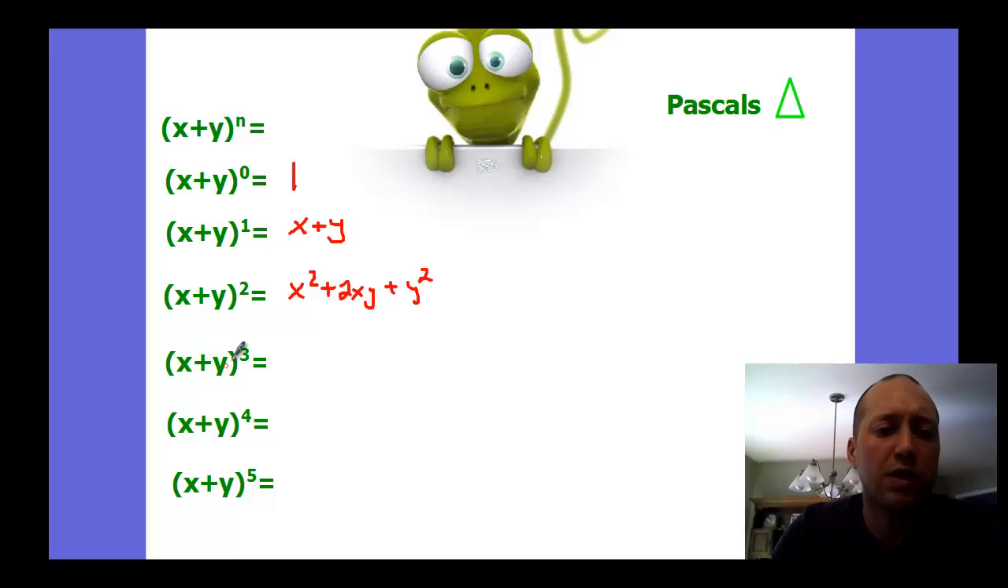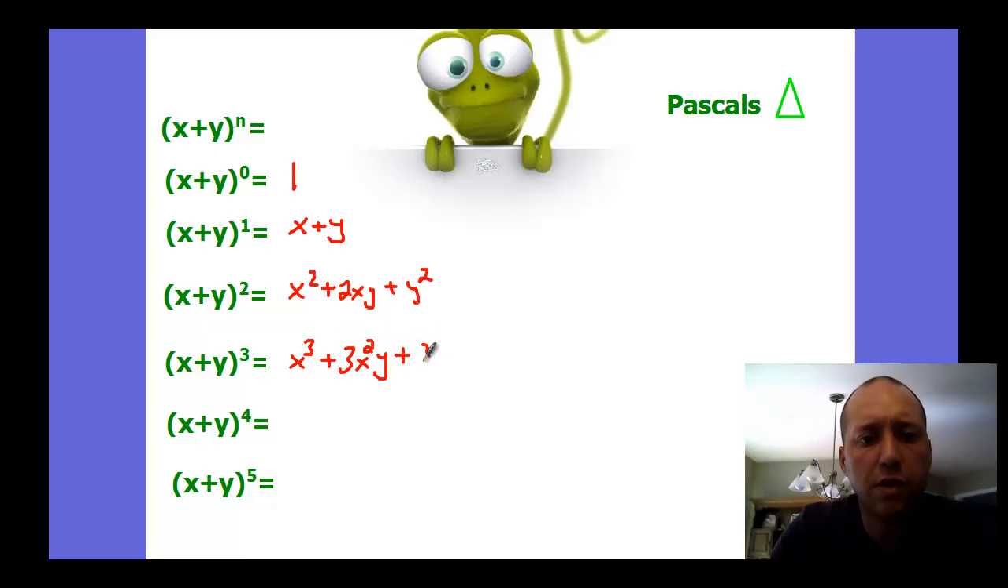And so we can look at x plus y cubed. If you do that, you get x cubed plus 3x squared y plus 3xy squared plus y cubed. And so let's see if we can find patterns from here. You could have found this last one, the cubic, by doing x plus y squared, which is the answer from the previous one, and then distributing the x plus y into that.